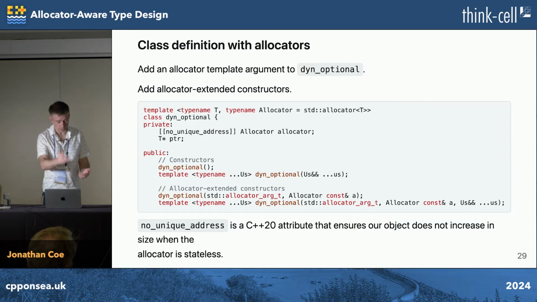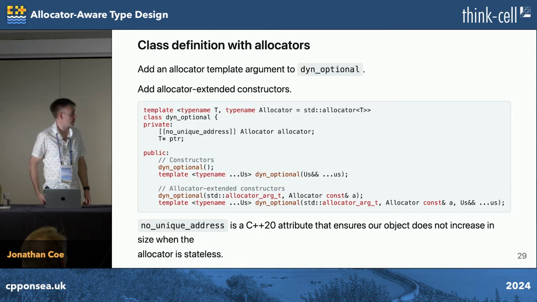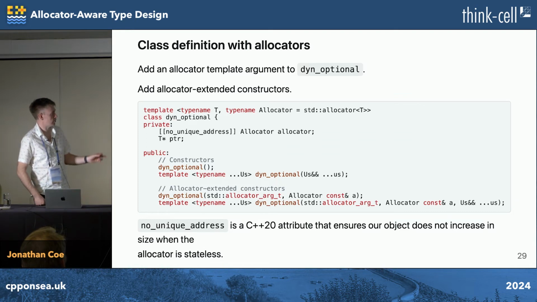And so we have the constructors we had from dynamic optional before, the default constructor and then the forwarding constructor. And then we've got two allocator extended constructors, which are just the previous constructors with allocator_arg_t and then allocator passed in as leading constructor arguments.